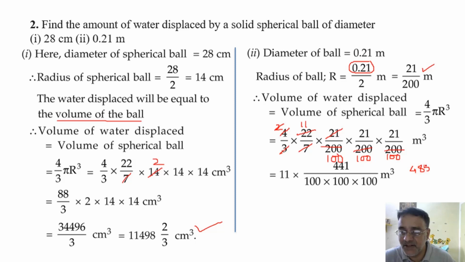And the denominator, how many zeros are there? 6. So 1, 2, 3, 4, 5, 6. 2 zeros more add. So we'll get this answer. Any doubt? No, sir. Okay.